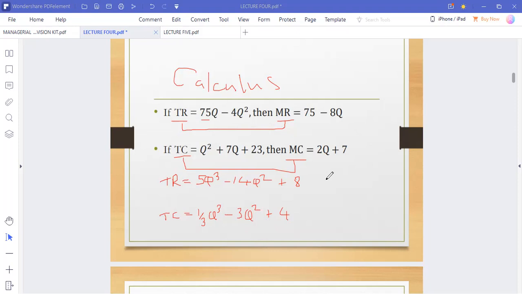Yeah, so the first equation, dTR over dQ, this will be marginal revenue. And 3 will multiply with the 5, which is 15Q. The Q cubed will become Q squared, minus 28Q, plus, okay, the constant goes off, so it ends there. All right. Conrad, can you help us differentiate this?